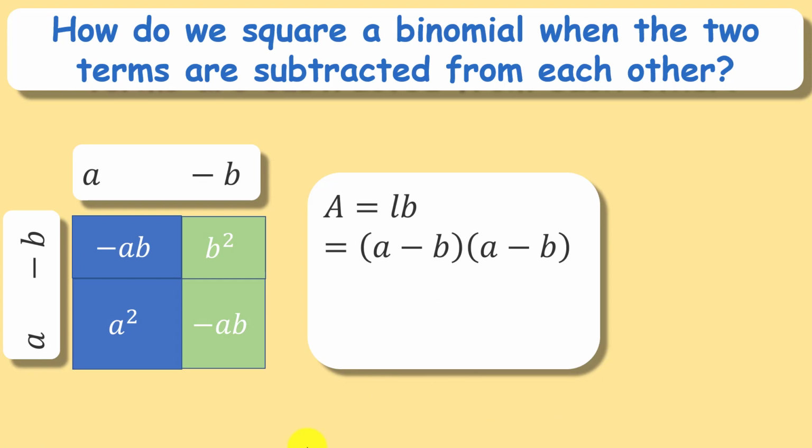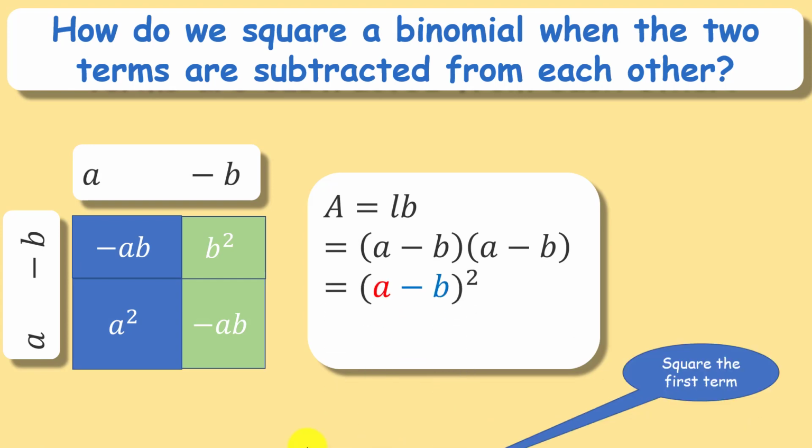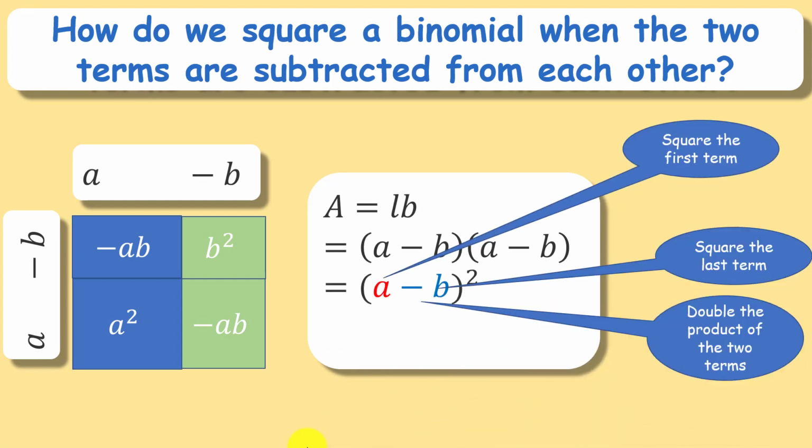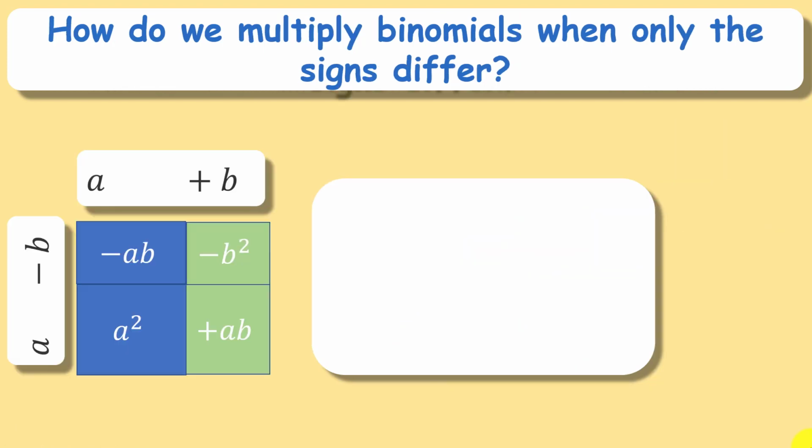So there is our binomial squared. We square the first term, which will give us a squared. We square the last term, a negative b times a negative b gives us plus b squared. But now our middle term will be the a times the negative b, and we'll double it, and that will give us negative 2ab.